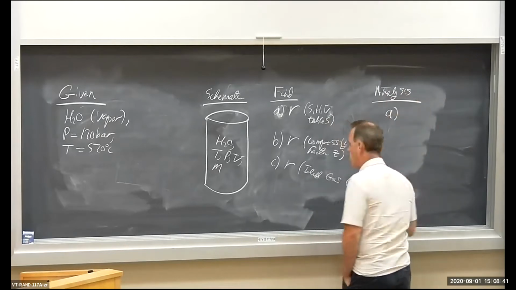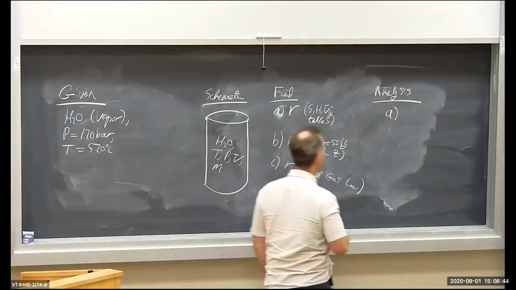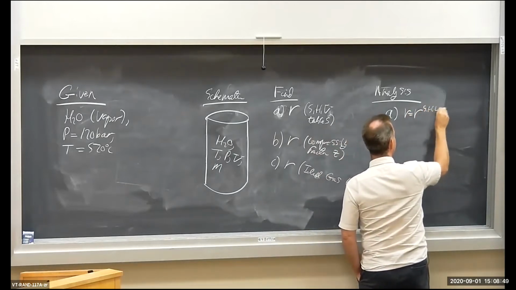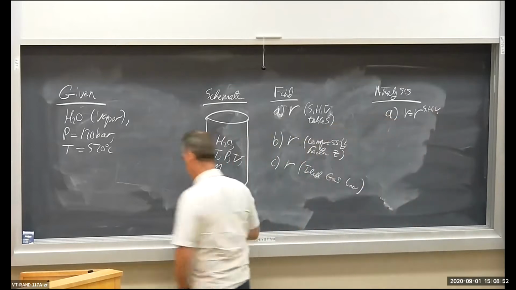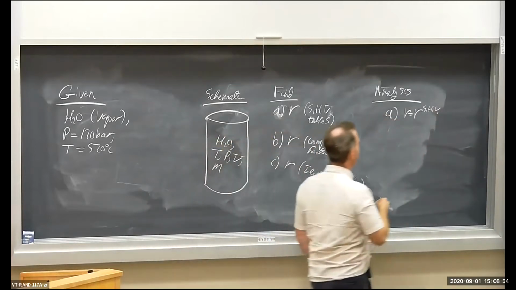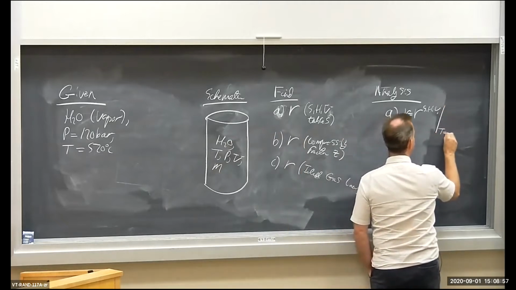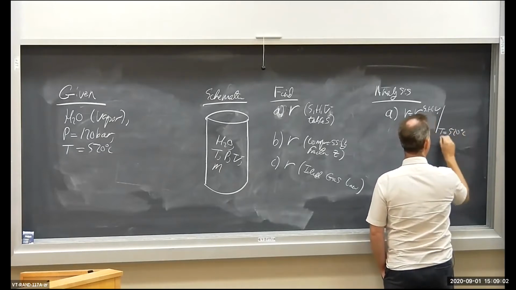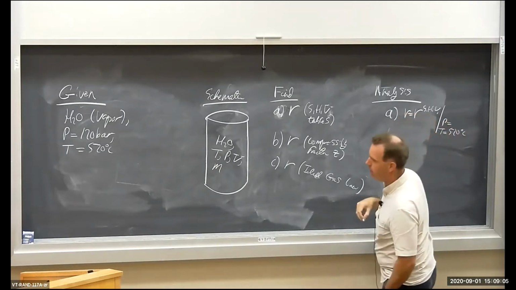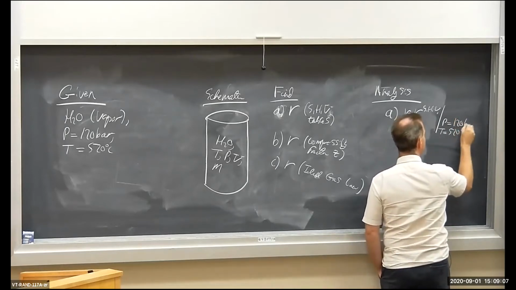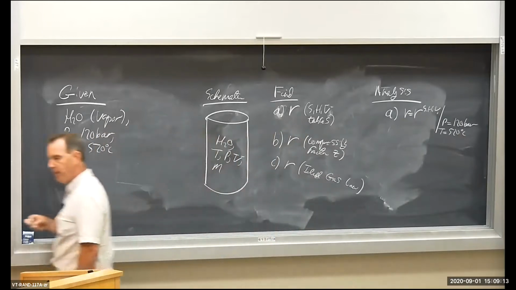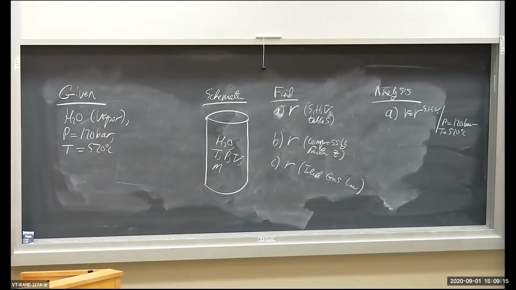Part A. So specific volume is equal to specific volume of a superheated vapor. I'm telling you it's a vapor. You'll see in a minute that it is. Evaluated at a temperature equal to 520 degrees C and a pressure of 120 bar, okay? Let's go to superheated vapor tables in the notes.